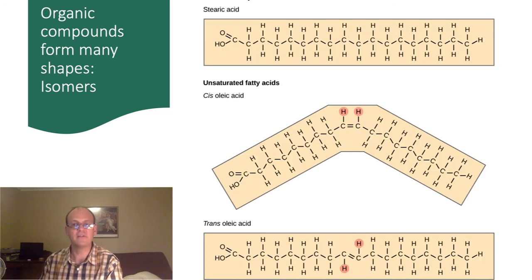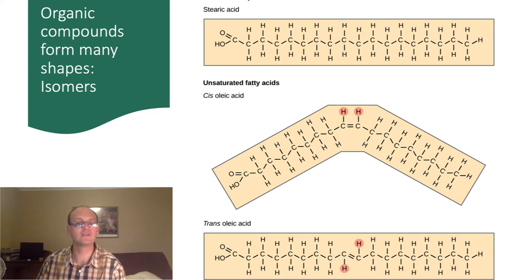To understand the effects that this can have, it's useful to look at fatty acids, which we haven't studied yet in this course. On the top, we have a fatty acid that has all single bonds. It's known as saturated because it's completely saturated with hydrogen atoms. In the middle, we have a fatty acid that has a single double bond. This double bond is in the cis configuration.